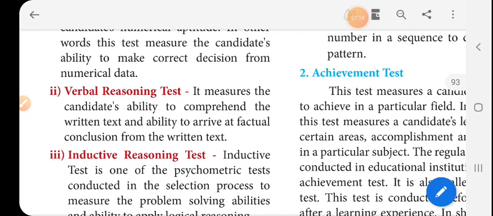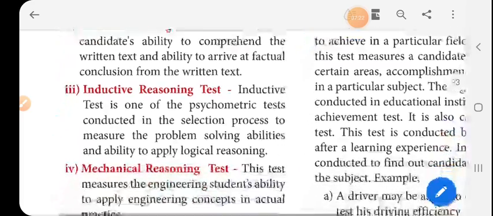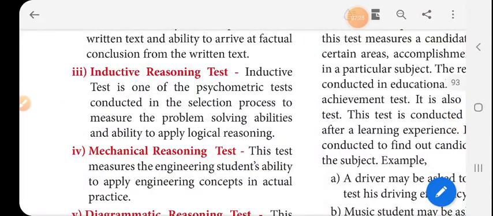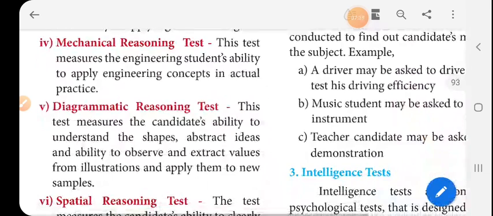Inductive test is one of the psychometric tests conducted in the selection process to measure problem solving abilities and the ability to apply logical reasoning. Then mechanical reasoning. This test measures the engineering students' ability to apply engineering concepts in actual practice. Then diagrammatic reasoning. This test measures the candidate's ability to understand shapes and abstract ideas, and to observe and extract values from illustrations and apply them to new samples.